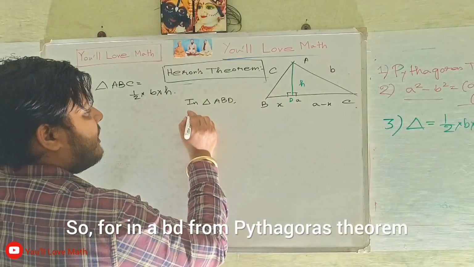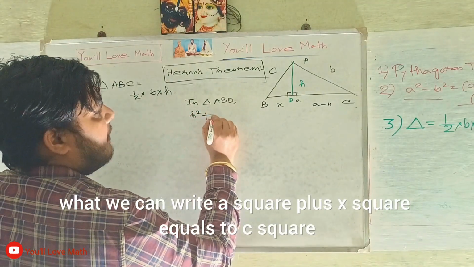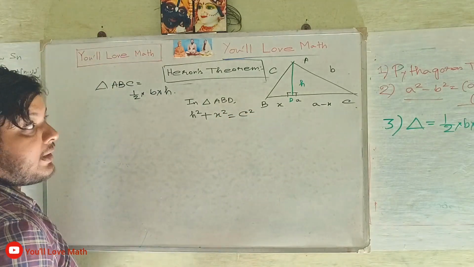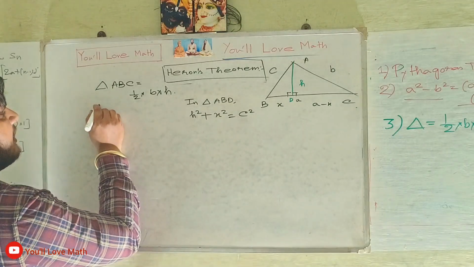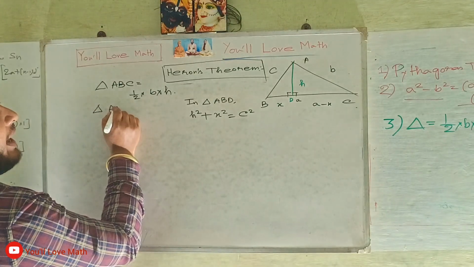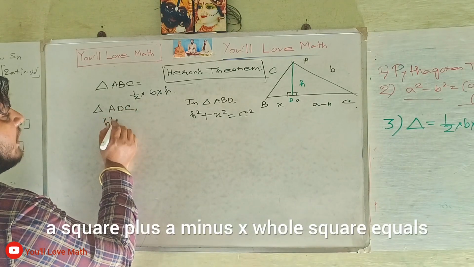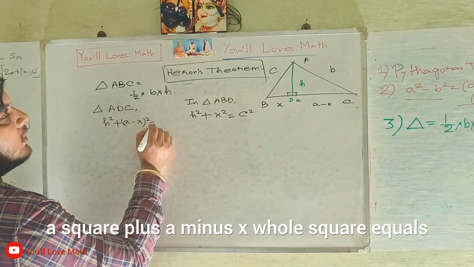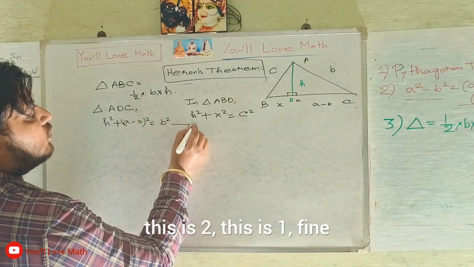So in triangle ABD, from Pythagoras theorem, what can we write? A square plus X square equals C square. Fine. And in triangle ADC, what can we write? A square plus (A minus X) whole square equals B square. Fine. So keep this as equation 2, this as equation 1.